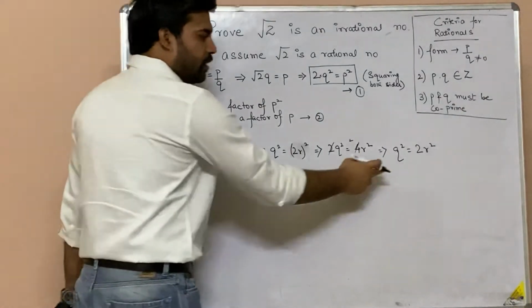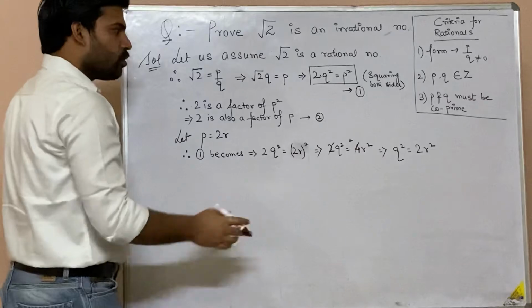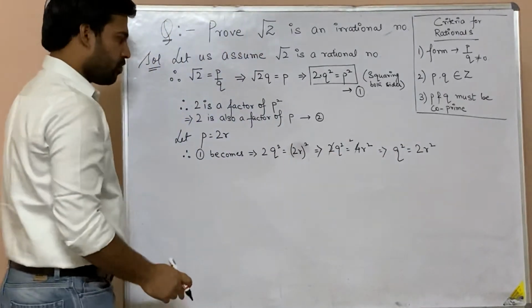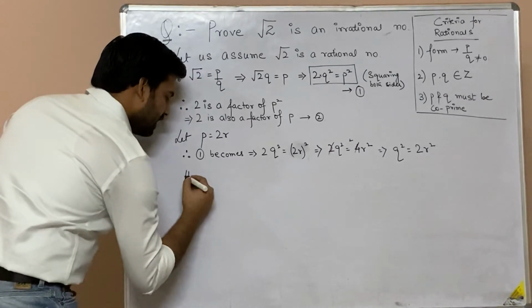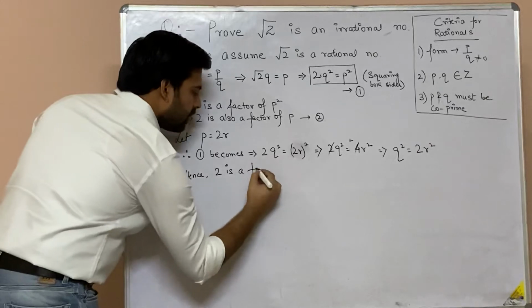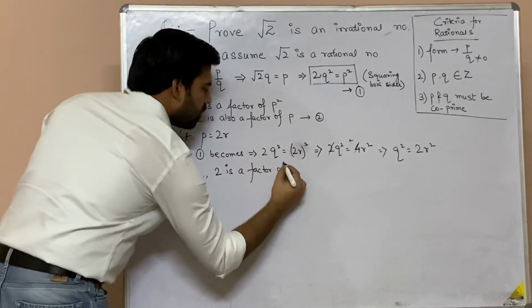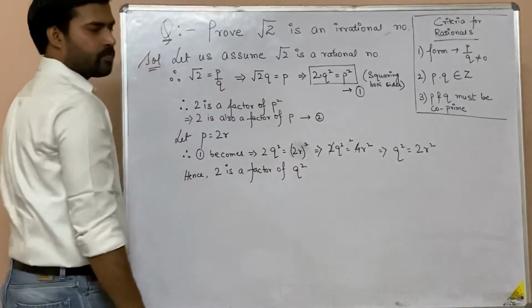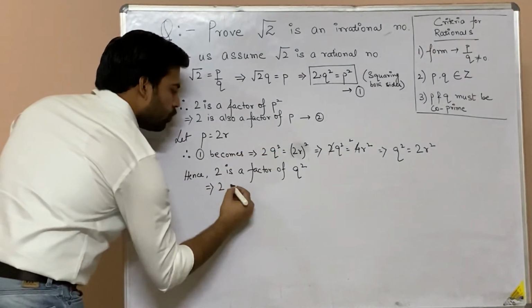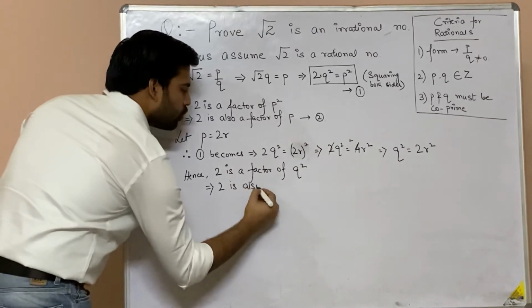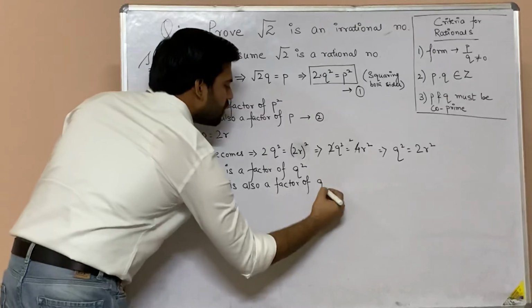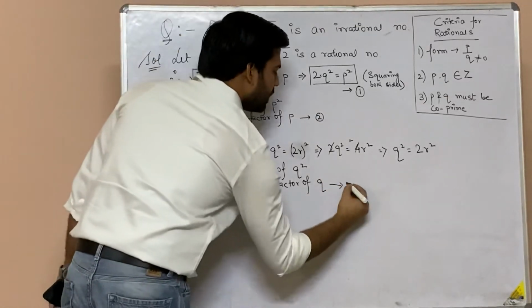Now you tell me, if q square is equal to 2r square, so can I say that 2 is once again a factor of q square? Isn't it? Hence, 2 is a factor of q square. And if 2 is a factor of q square, that implies 2 is also a factor of q. Make it equation number 3.